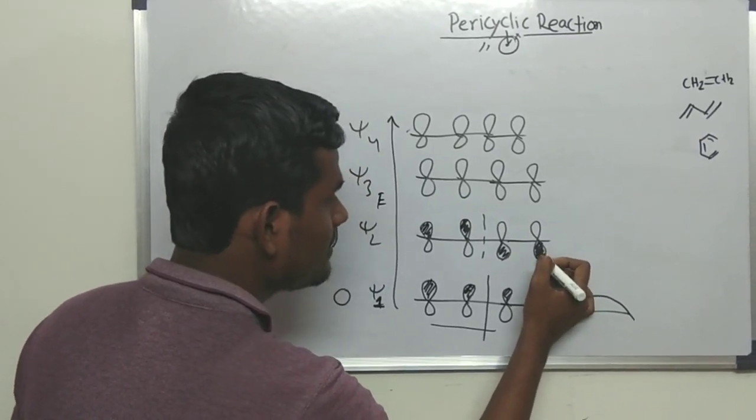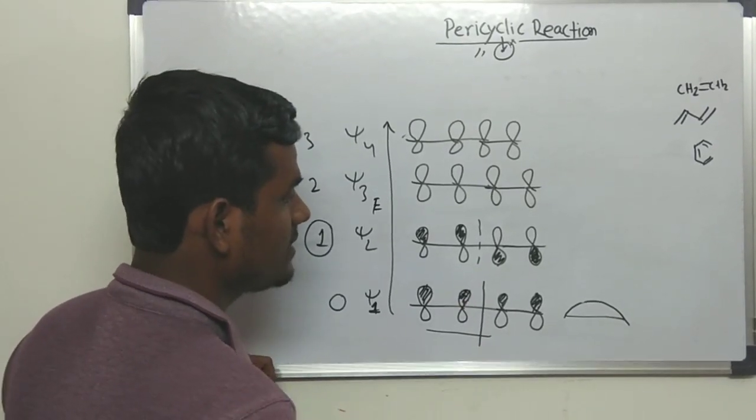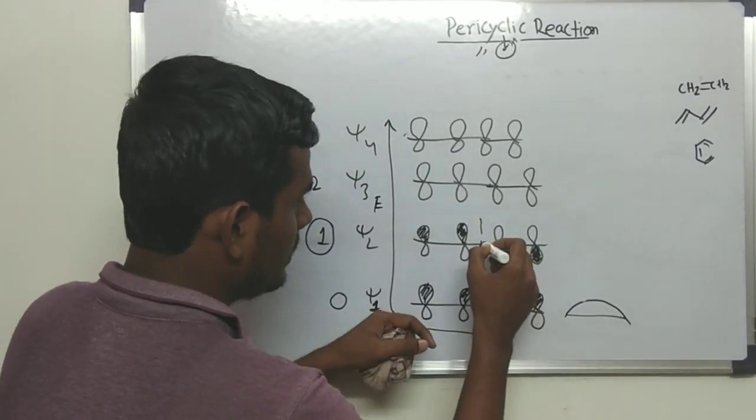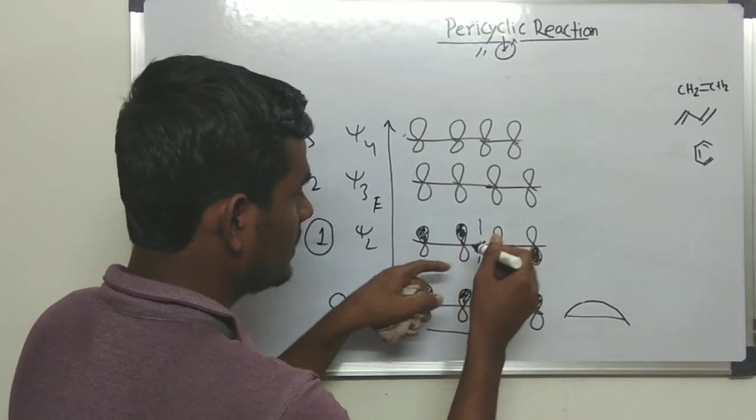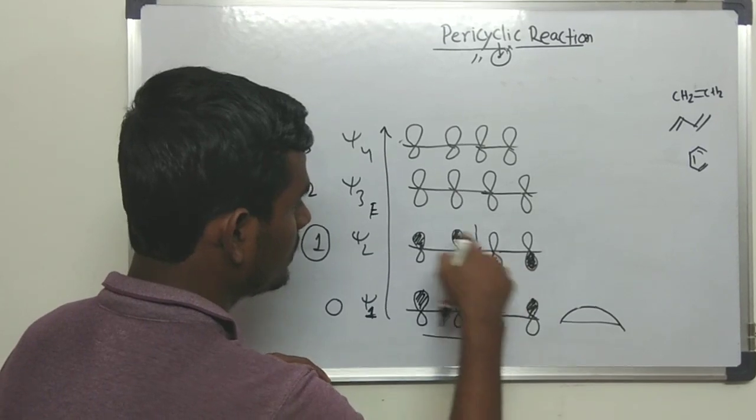Can you see any symmetry element here? Yes, of course, there is one symmetry element, that is C2. How? If we operate C2 like this, this point will come here and this point will come here.